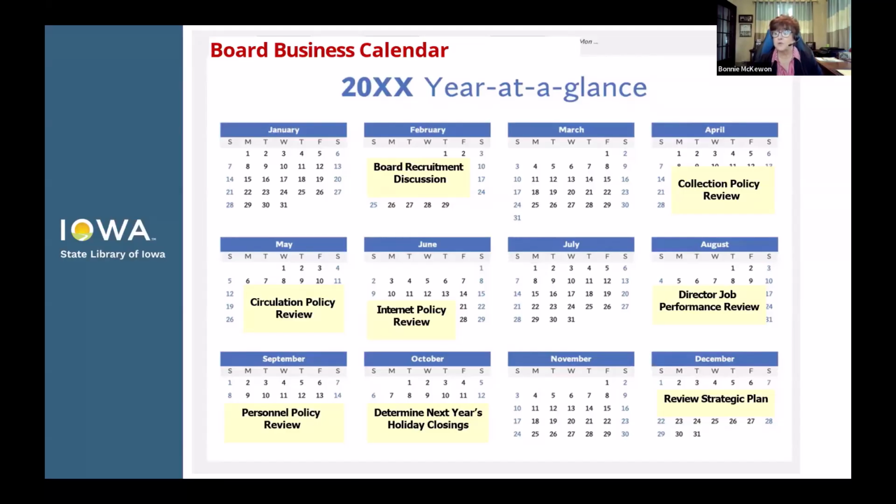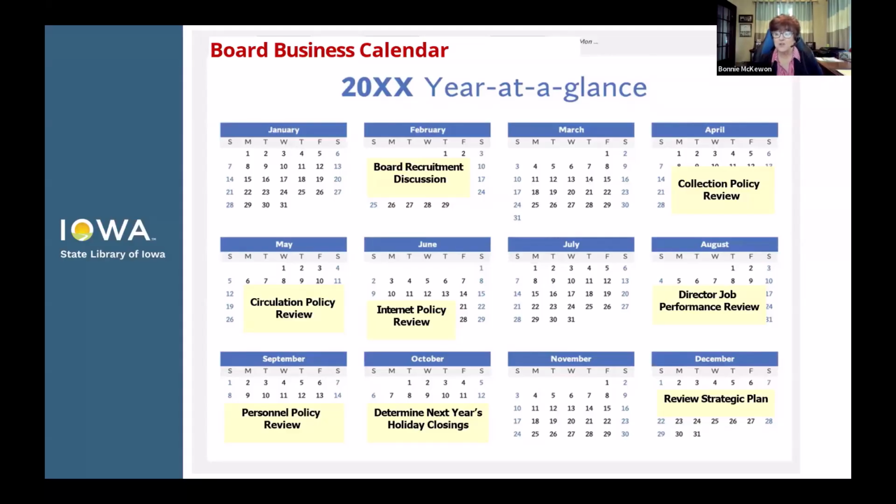Again, you don't want to review your entire policy manual in one sitting, so you might target certain months of the year for a policy review. So for instance, you could target April as the month to review the collection policy. Maybe May becomes the month to review your circulation policy, and so on.